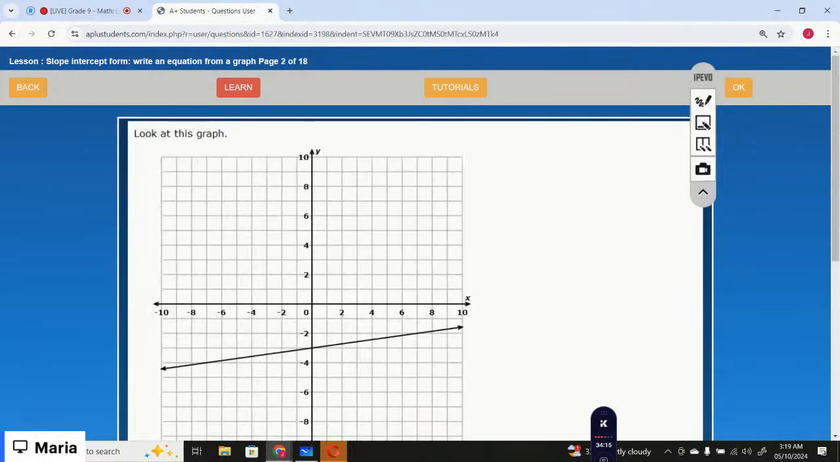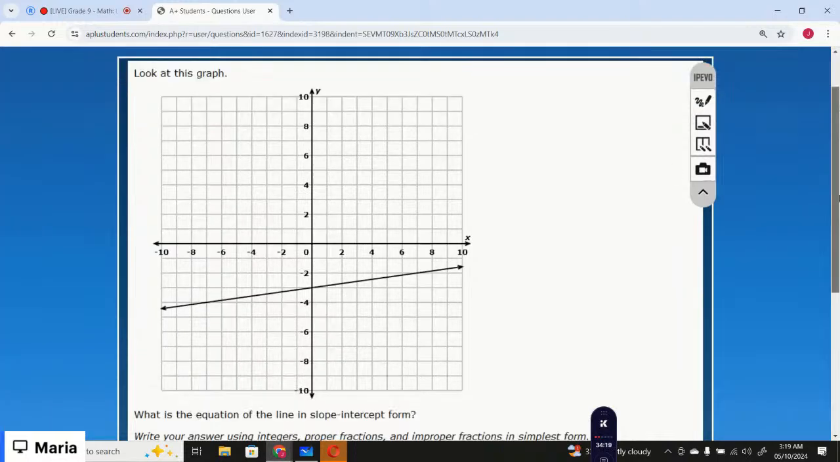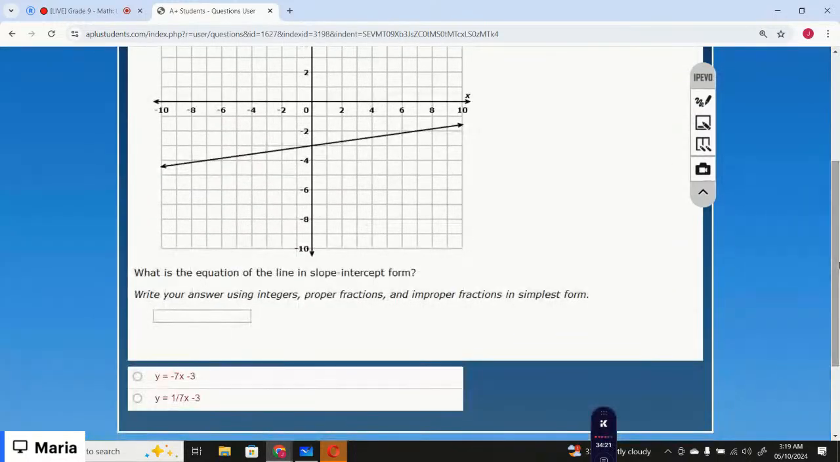Okay, now look at this graph. So what is the equation of the line in slope intercept form, which is the correct option?